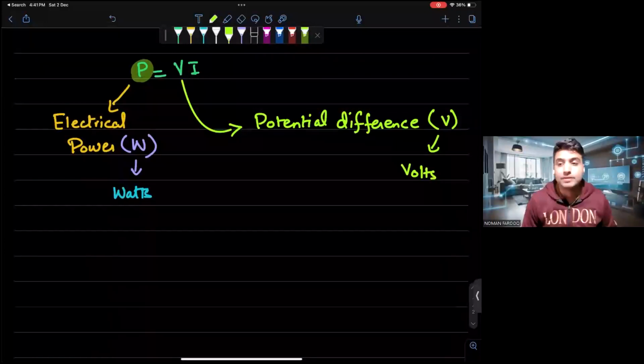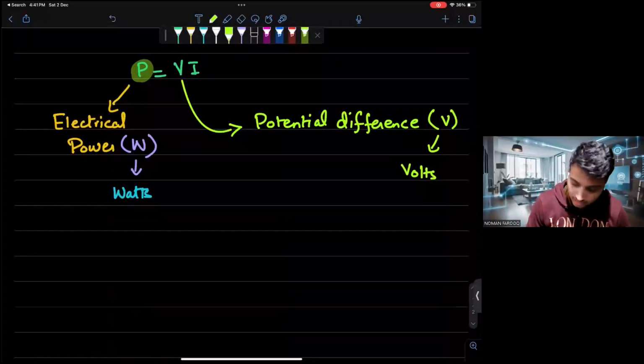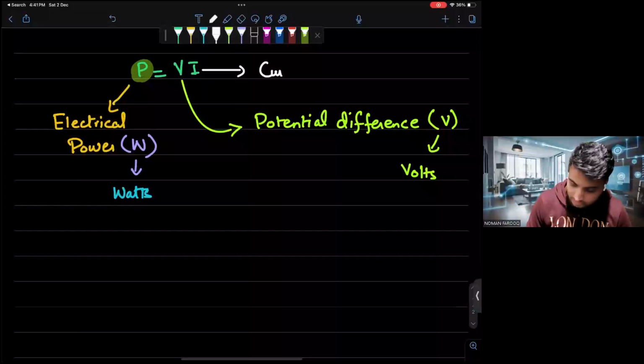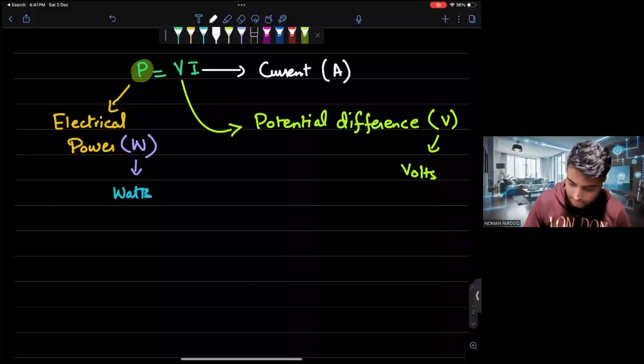Whereas I represents current, which is always measured in amperes. So A represents amperes.